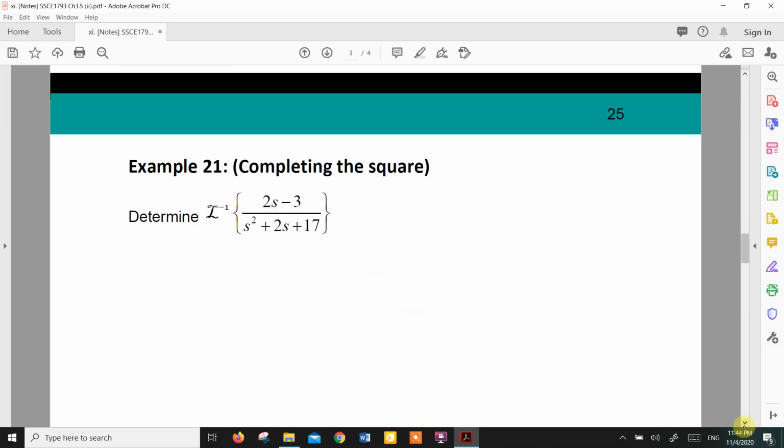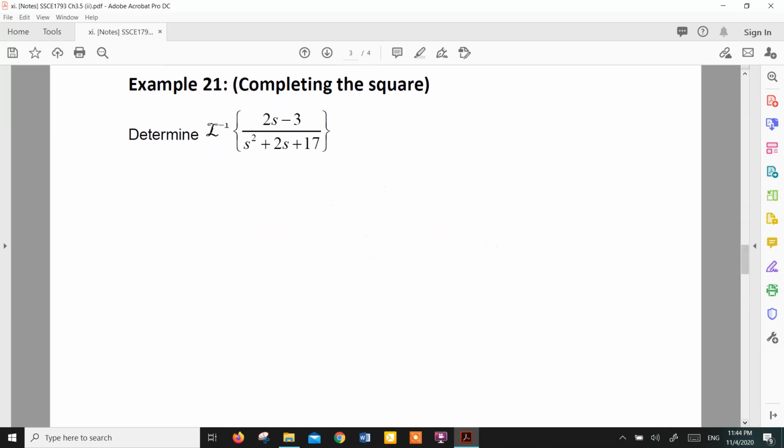Okay, now let's go to the next question. Determine the inverse Laplace of this function. For this function, the denominator cannot be factorized into two brackets.